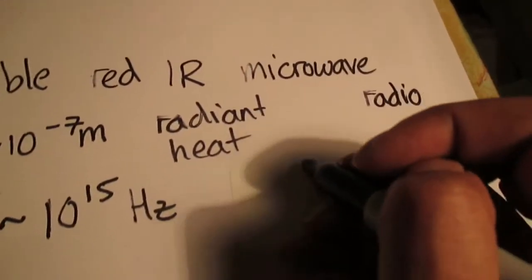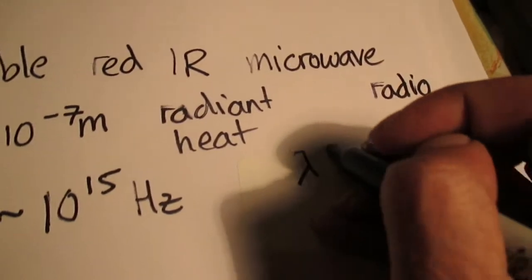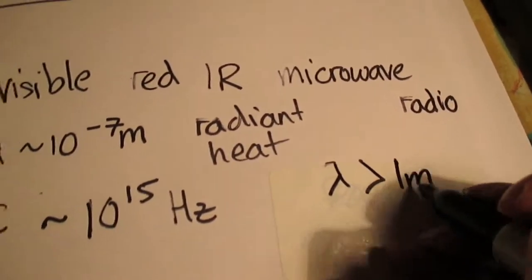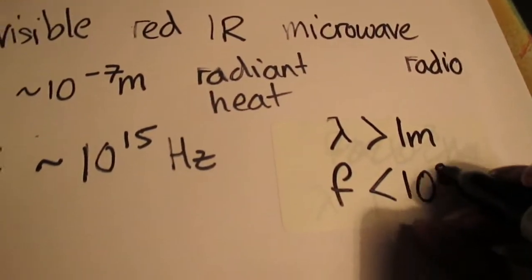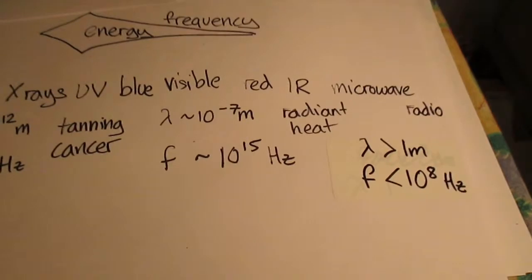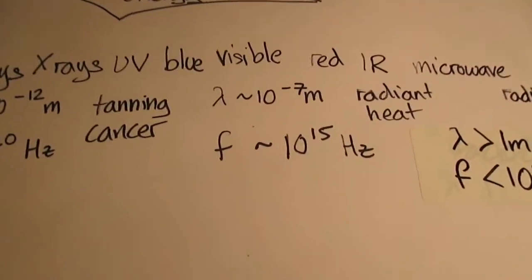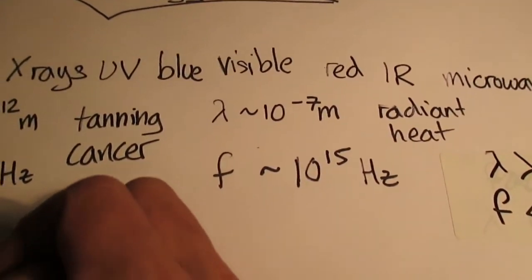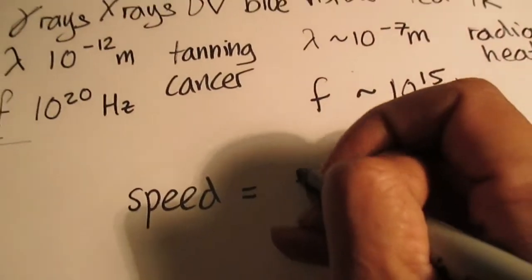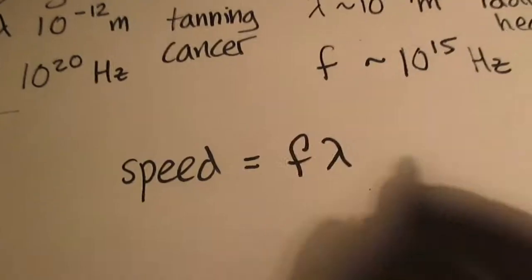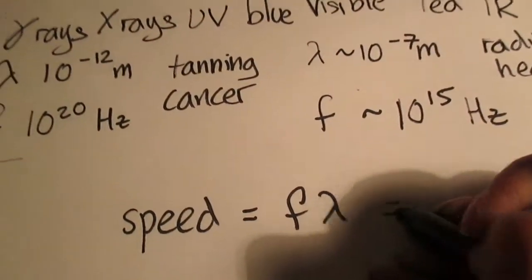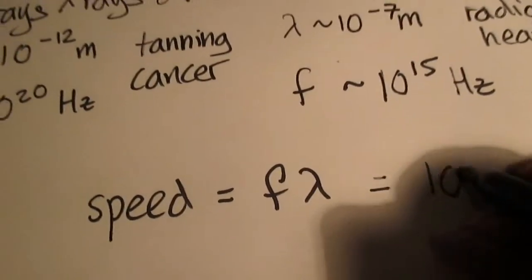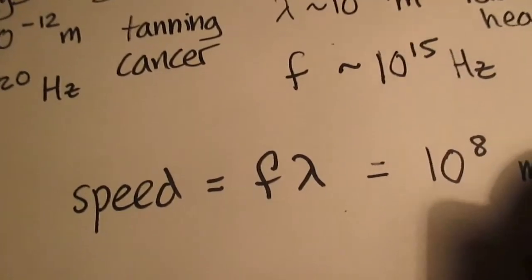Last would be radio. That has a wavelength of more than about a meter and a frequency of less than about 10 to the 8 hertz. If you remember earlier we had the equation speed is equal to frequency times wavelength. So if we times any of these together, we find the speed of light is about 10 to the 8 meters per second.